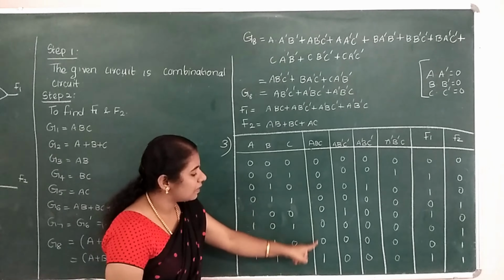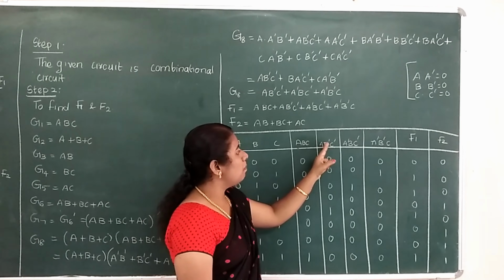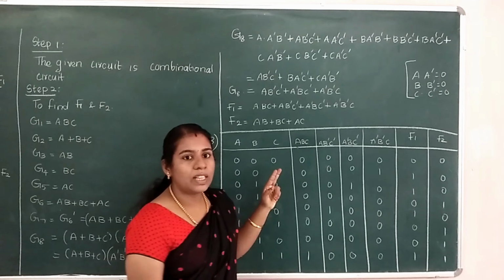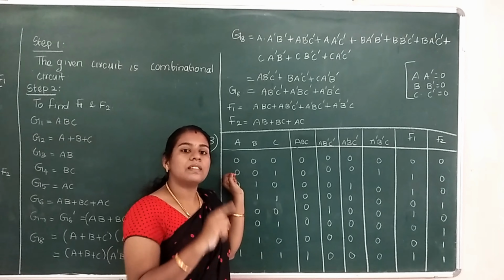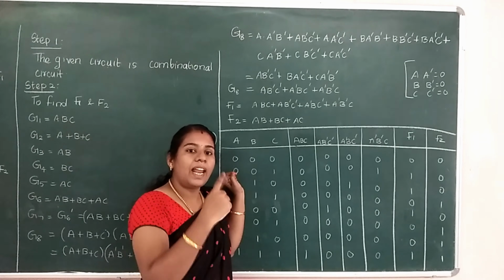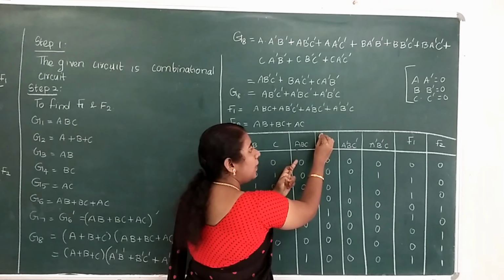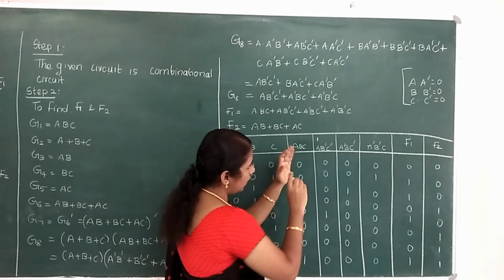For all other cases it generates the value as 0. The next one is A, B dash, C dash. We know that if A is 1, A dash will be 0. A is 0 means A dash will be 1. So here for this one, if the input is 1, first check.